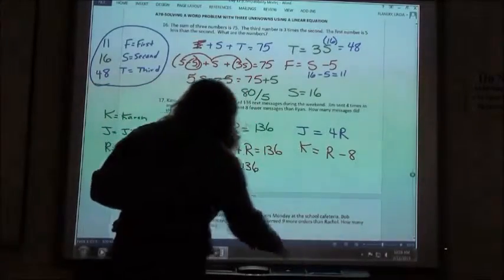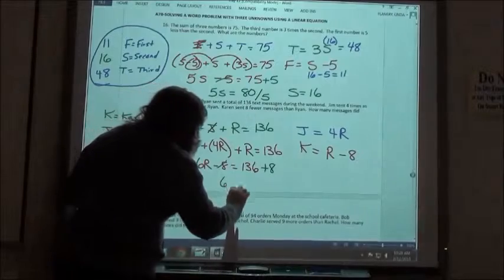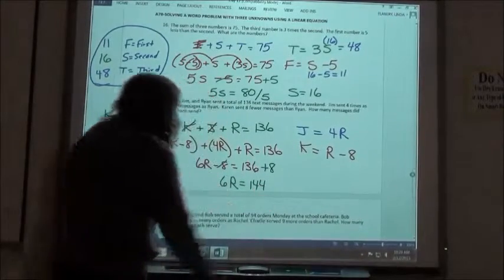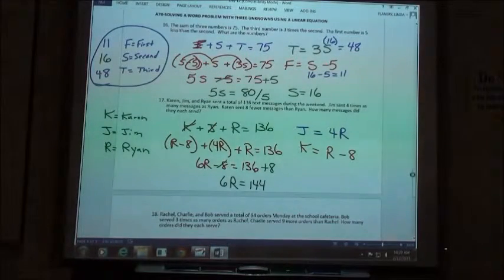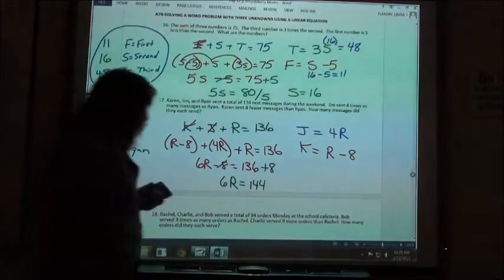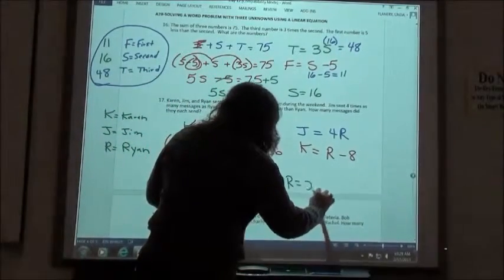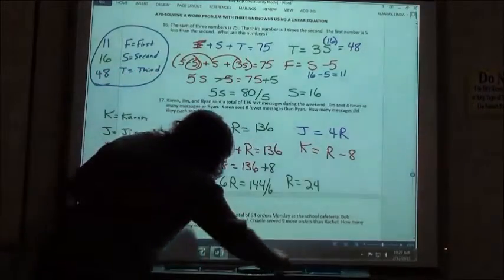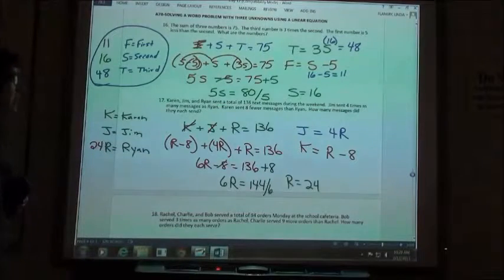I'm going to move the 8 to the other side, so I'm going to add the 8. 6R then is going to equal 144. And then, of course, I still need to divide that by the 6 to get R by itself. If I divide by 6, R is going to equal 24. So Ryan sent 24 messages over the weekend.